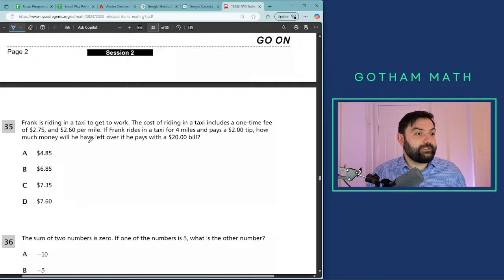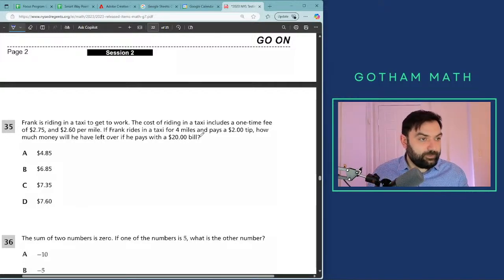Frank is riding a taxi to get to work. The cost of riding a taxi, including a one-time fee, is $2.75 and $2.60 per mile. If Frank rides a taxi for 4 miles and pays a $2 tip, how much money will he have left after he pays with a $20 bill?